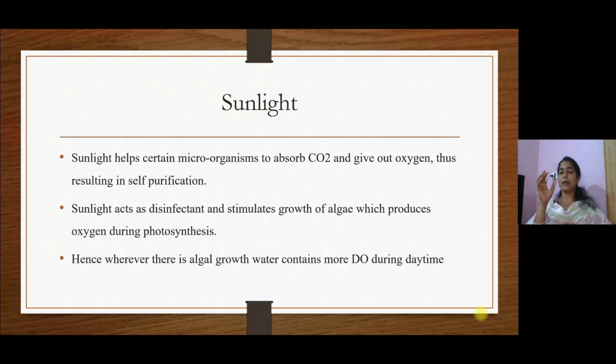Sunlight helps the growth of microorganisms, and they will absorb carbon dioxide and give out oxygen, and thus result in self-purification. And sunlight also acts as a disinfectant, and it stimulates the growth of algae, which produces oxygen during photosynthesis. And whenever there is algal growth, water contains more dissolved oxygen during daytime because it absorbs carbon dioxide and emits oxygen, which increases the amount of dissolved oxygen in the river or stream.